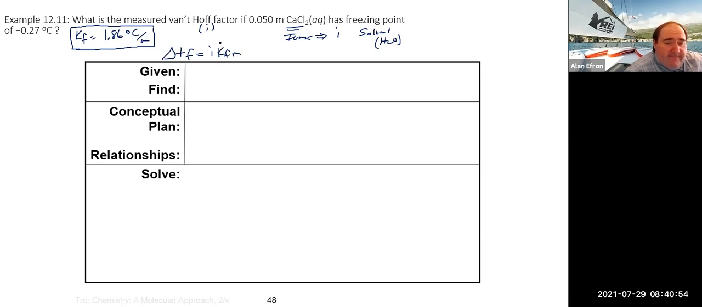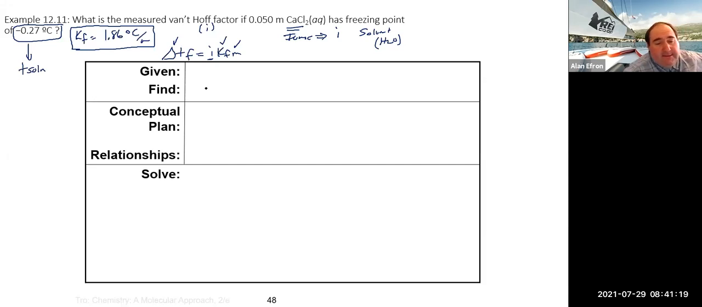So we do have the Kf value. They did give us the molality, where we are actually looking for i. We need the change in freezing point temperature. Again, a reminder here, we have to be careful of certain things. This right here is not the change in freezing point temperature. This is the temperature of the solution.